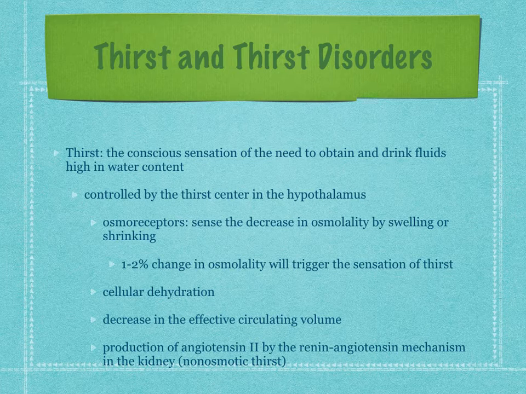Cellular dehydration also works to tell us that we need to drink. And then a decrease in the effective circulating volume works on these osmoreceptors to tell us that we need to drink. There's not enough water circulating around our body. And then finally, production of angiotensin II by the renin-angiotensin mechanism in the kidney works on the non-osmotic thirst mechanisms.